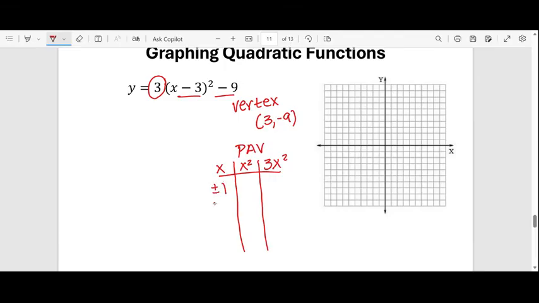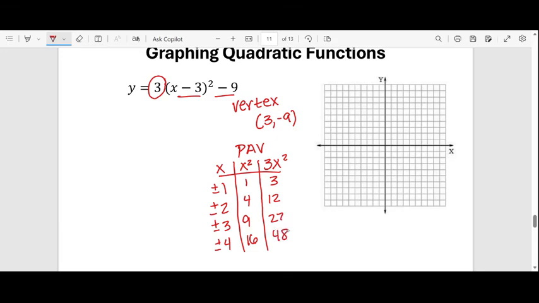So we'll move left and right 1 square from our vertex, 2 squares, 3 squares, 4 squares, and we'll square them so we can work toward our vertical movement here. We're going to multiply all of those numbers by 3. So 1 times 3 is 3. 4 times 3 is 12. 9 times 3 is 27. And 16 times 3 is 48.